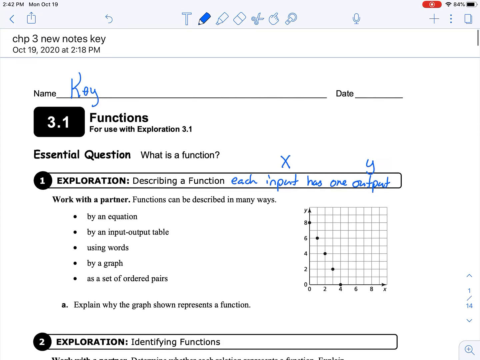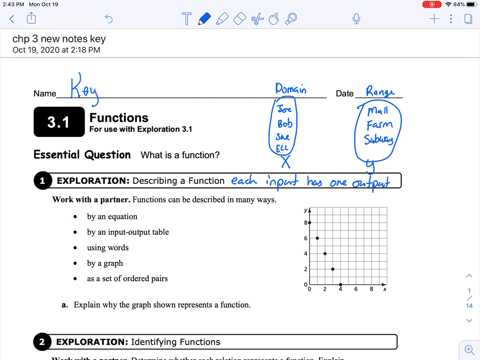Okay, if I talk about people, we'll talk about Joe, Bob, Sue, and L. Okay, there's my domain. And now we're going to talk about places. So we're going to go with the mall, the farm, Subway, and the library.